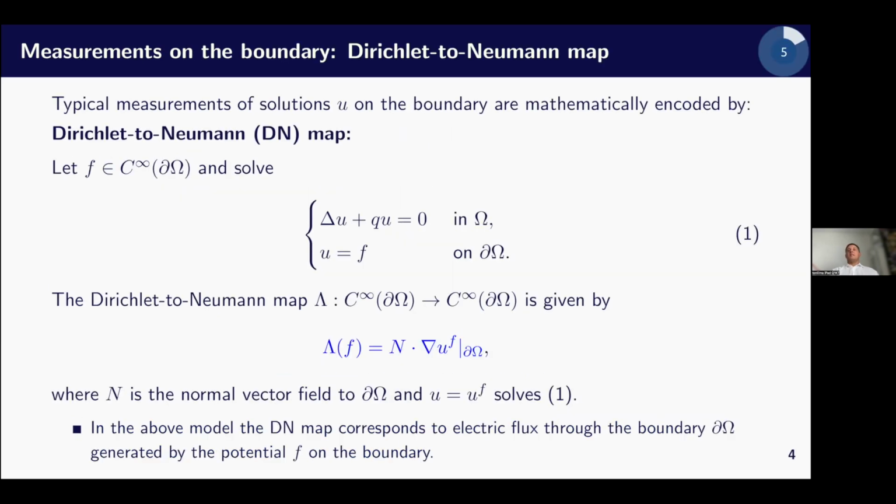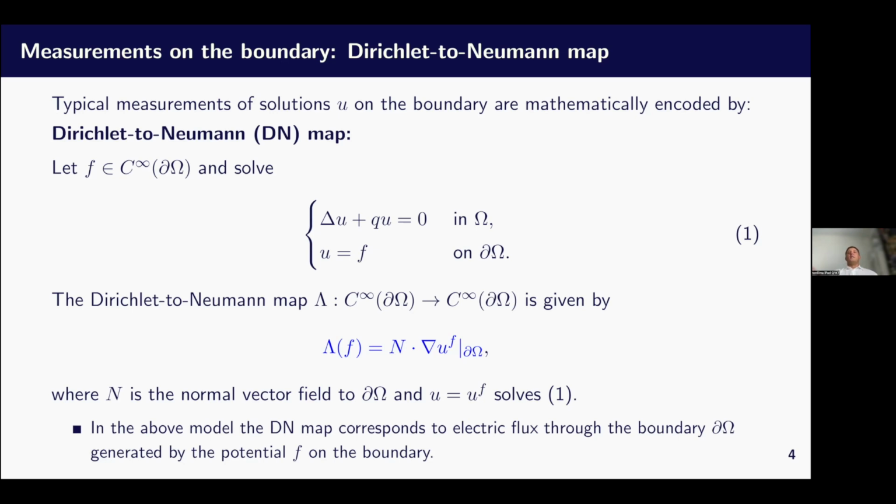So then I said that we know something about the solutions u on the boundary. And how do we model these properties of u on the boundary? So measurements on the boundary are mathematically encoded by the so-called Dirichlet-Neumann map. And it is defined as follows. So you take a function on the boundary of omega, this small f. Then with this boundary value function f, you solve equation 1. So you solve this Laplacian u plus qu is 0 with this boundary value f.